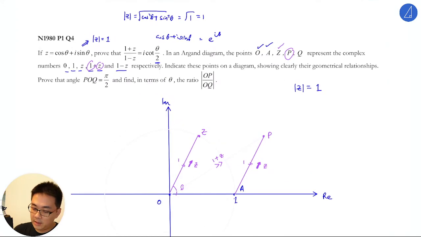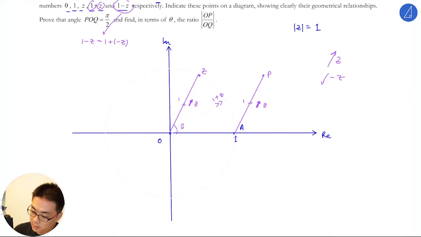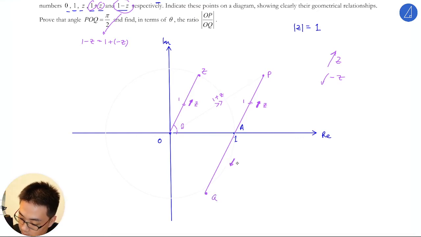1 minus Z is just another vector addition. This is 1 minus Z, which is actually 1 plus minus Z. If this is Z, then here will be minus Z. So what you do is you copy this Z here. When I say copy, it means you really take a ruler and measure, if you can. You just put it below here. Now take note, I'm not even sure whether it will be on a circle here, but all I know is that this is Q. The length here is 1.